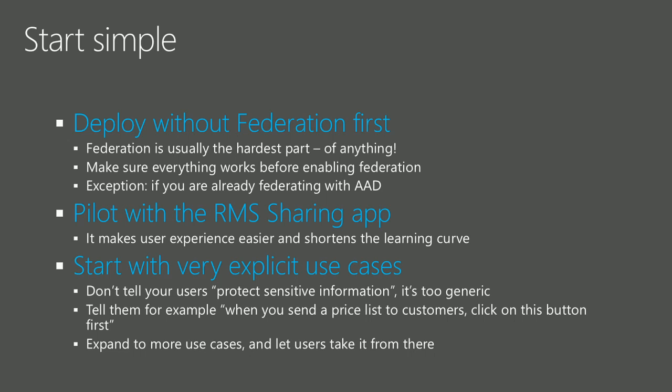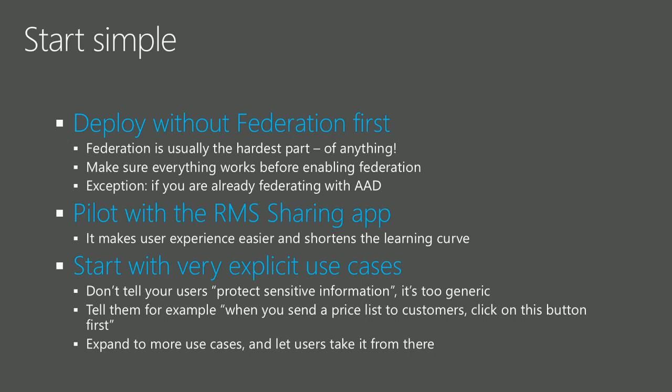Pilot with the RMS sharing app. It makes the user experience much, much easier. Explaining users that in Office you have this option, but in this other version of the Office you have this other option, and it works this way. And the user interface inside Office is not as clear. You have to add each individual user and give them rights. With the RMS sharing app, you can just move a slider, and you're set.